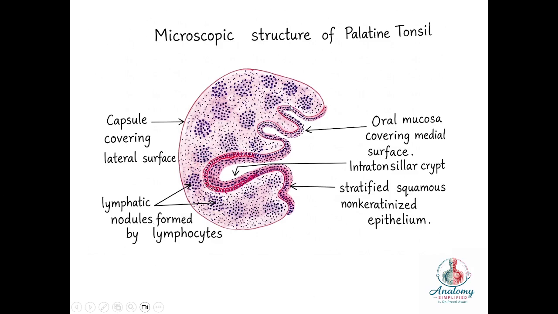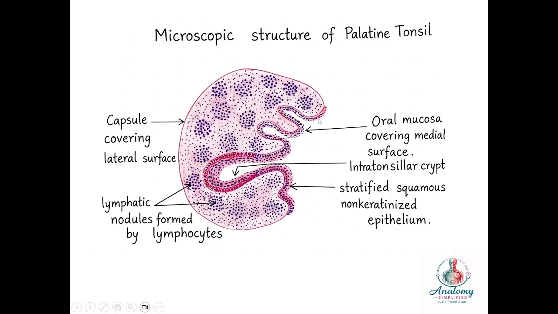So when you see the slide of the palatine tonsil under low power in a compound microscope, this is how it will appear. How can you identify it? On one side, the capsule will be present. On the other side, epithelium will be present. And in between, you will see lots of lymphatic nodules. So when you see an organ like this, definitely it will be a palatine tonsil.